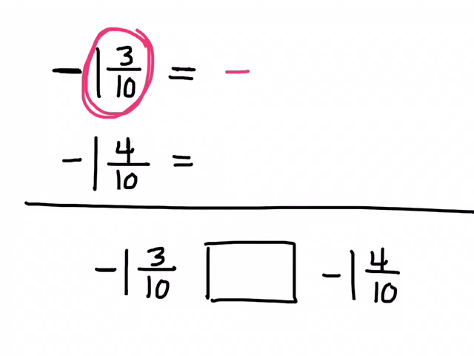So what do you guys want to do first? Let's do improper fraction, okay? How would you turn 1 3/10 into an improper fraction? 10 times 1 plus 3. 10 times 1 is 10, and 10 plus 3 is 13.